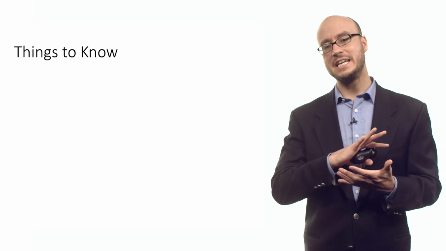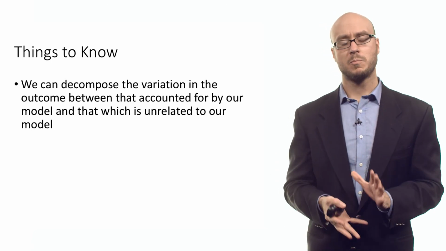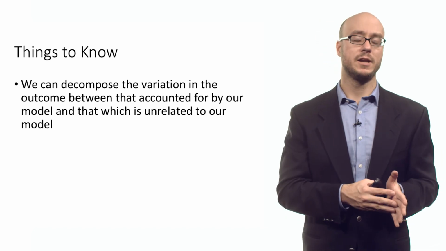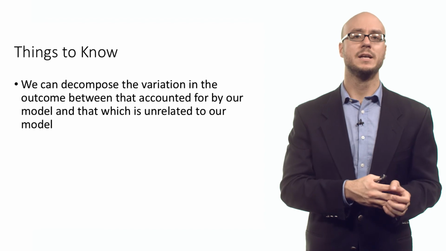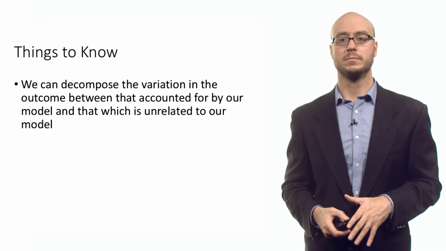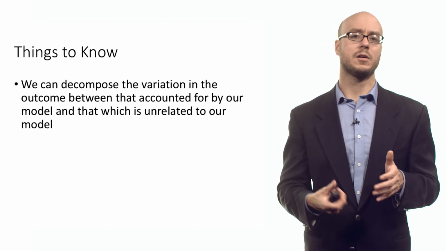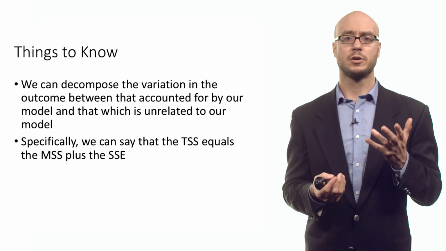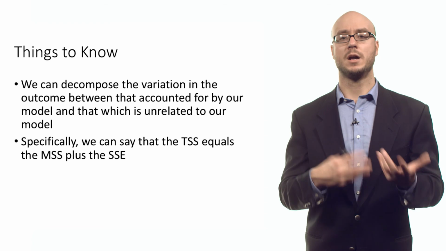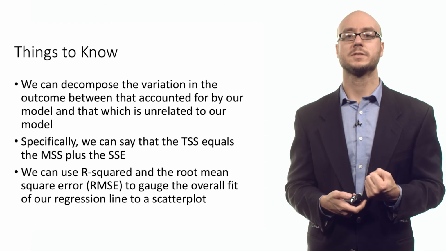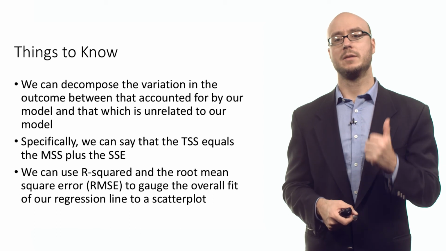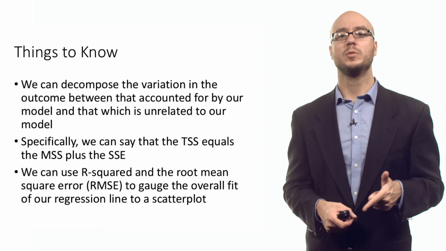So, things to know about decomposing variation and measures of fit. We can decompose the variation in the outcome into that which is accounted for by our input variable, accounted for by a model, and that which is unrelated to our model. So we have the fitted part and the error or the residual part. And we can even say that the total sum of squares equals the model sum of squares plus the sum of squared errors. And then we can use this decomposition of the variation to calculate a measure of R squared and the root mean square error.